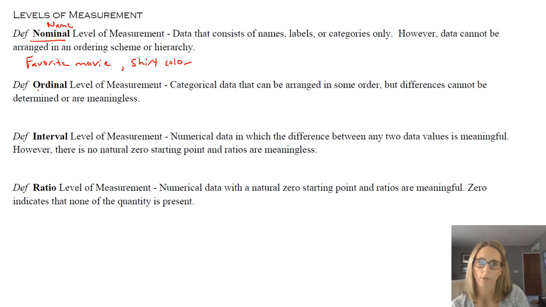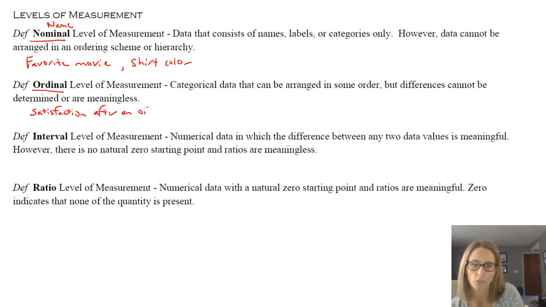Now, ordinal level of measurement would be the next one. And this is data that has some order, but we can't determine the differences. And what I mean is, we can't say this is this much higher or this much lower, but we know that it is. We just can't quantify that. So an example of this would be, say, satisfaction after an oil change. So let's say you go to some place and get your oil changed, and then they're like, how happy are you with your service?